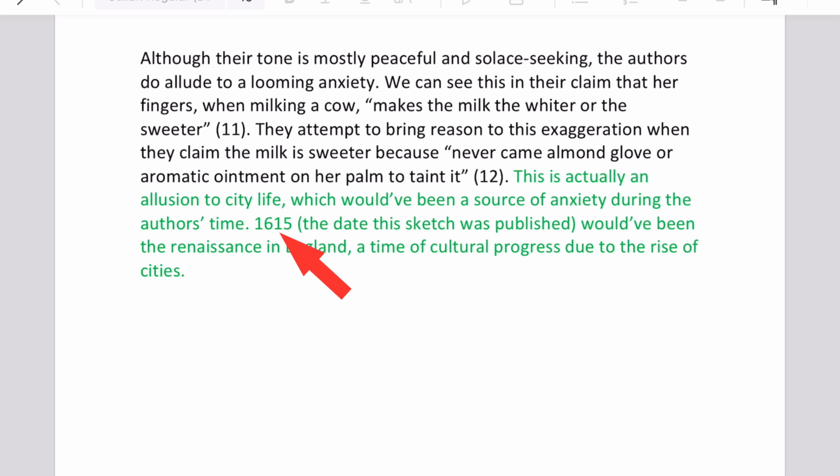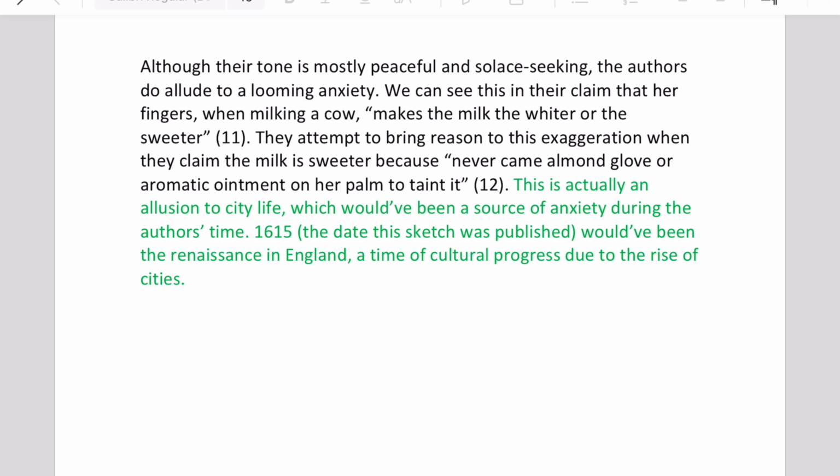You should be coming into the exam with some general knowledge of the different literary periods. So you should know 1615, all right, that's the Renaissance in England, a time of cultural progress due to the rise of cities. And I should also mention, even in that first sentence we started with, we are tapped into that significance factor from sentence 1. We're hinting at it with the problem, with that looming anxiety, with the duality of peace and anxiety that this sketch clearly has.